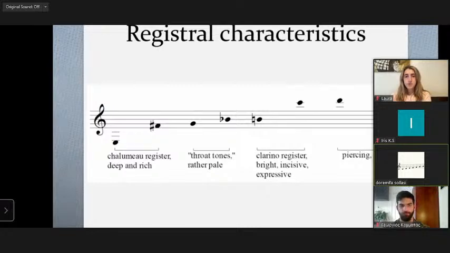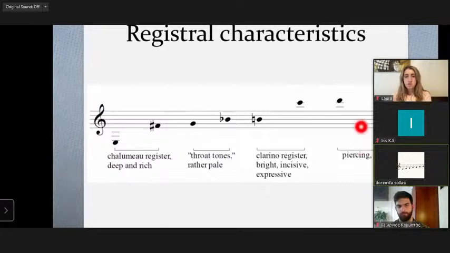In this register, it sounds bright and expressive. The one feature about the clarinet is that you can play loud dynamics and soft dynamics in all the different registers. So it is a very versatile instrument and can do a lot of different articulations and dynamics very well.